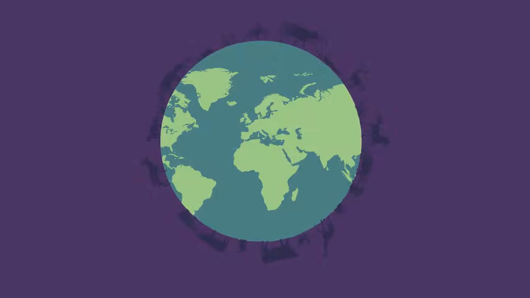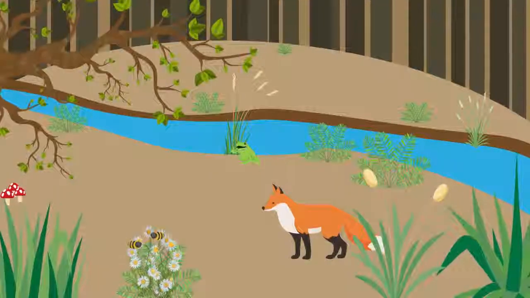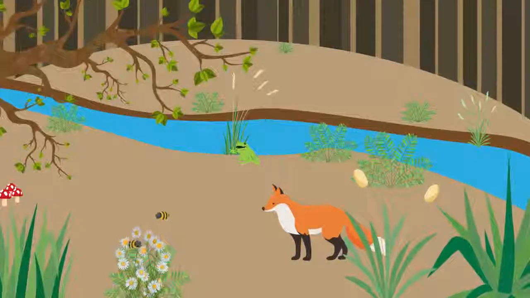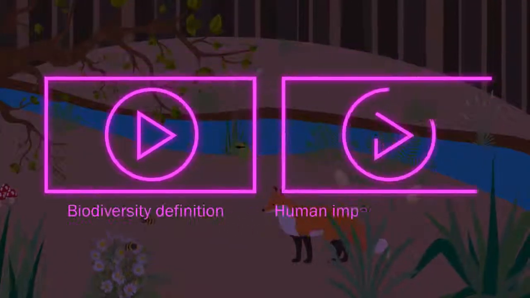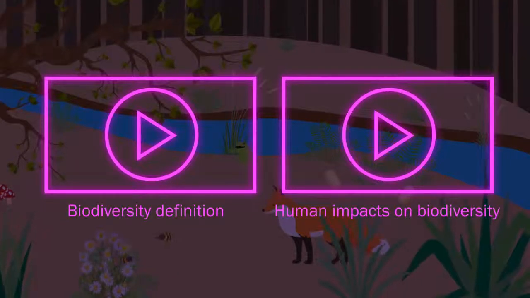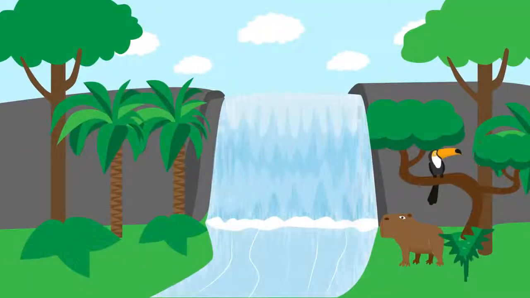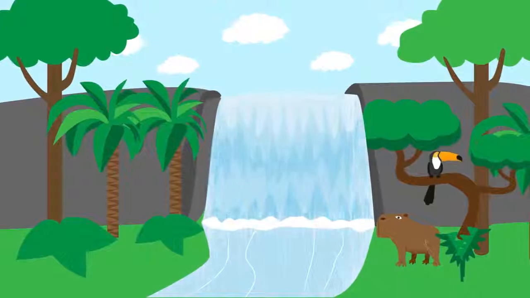Biodiversity is a variety of life. It can be studied on many levels, from looking at all of the 8.7 million species on our planet, to a specific ecosystem like a patch of woodland. We looked at biodiversity in this video, and the human impacts of biodiversity in this video. In this video, we're going to look at the importance of biodiversity to humans.